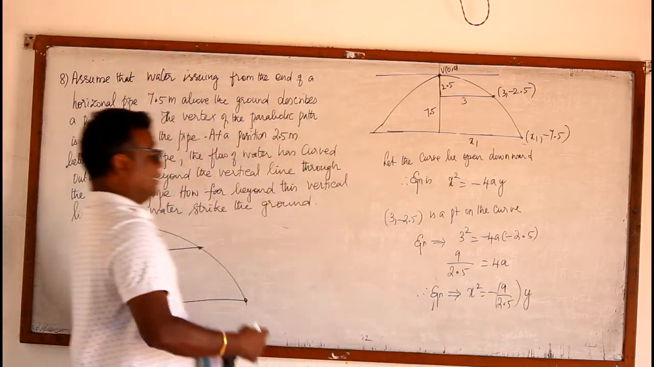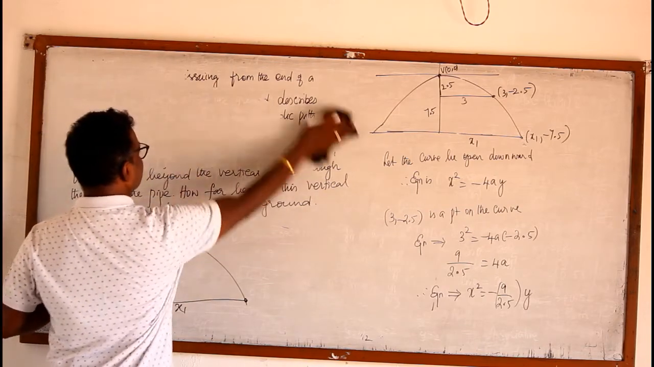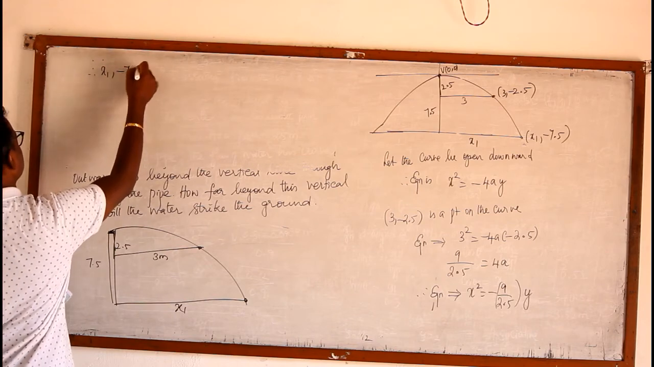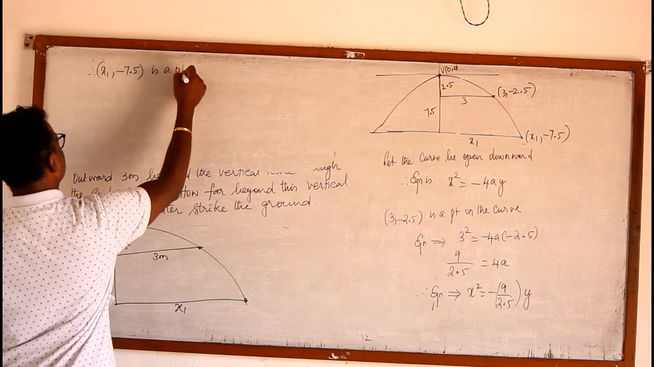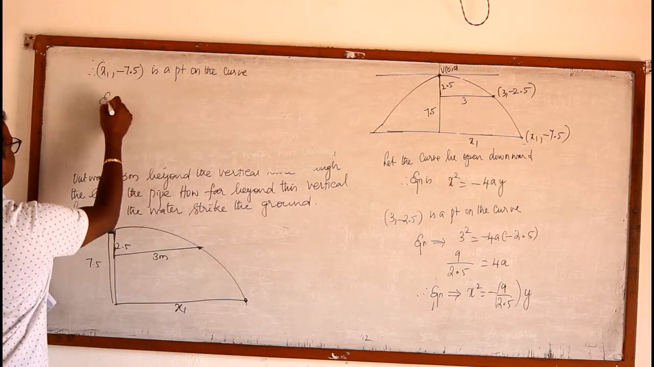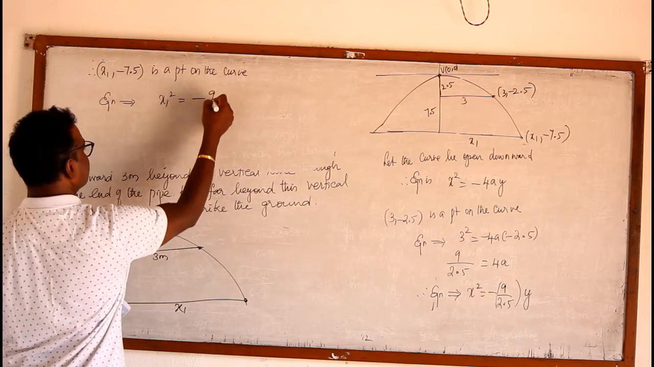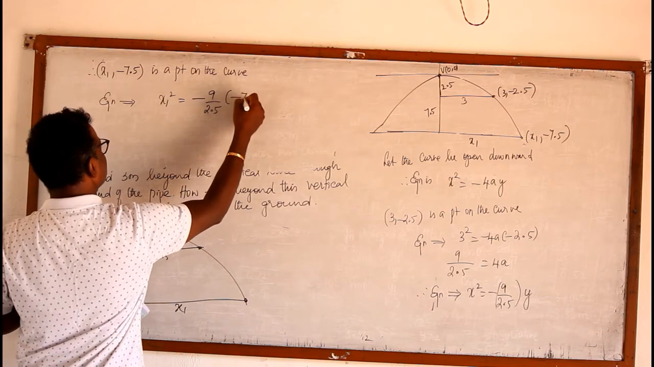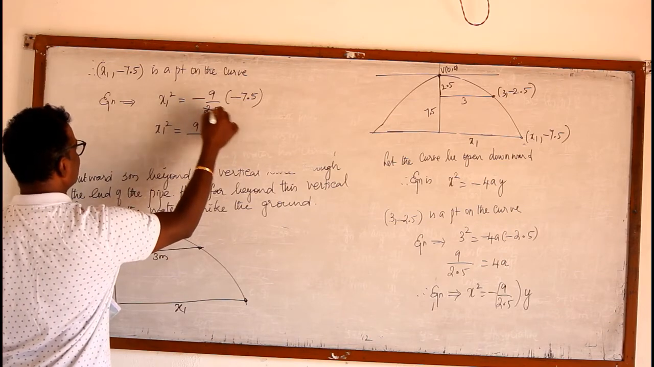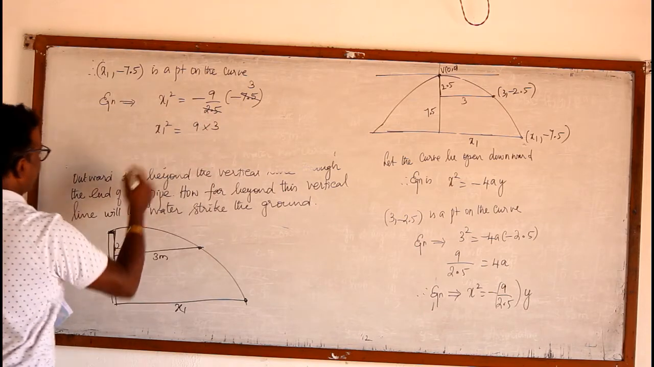So now the unknown point is (x1, -7.5). So if I take that x1, therefore (x1, -7.5) is a point on the curve. Then the equation becomes x1 square equal to minus 9 by 2.5 into minus 7.5. So x1 square is minus into minus plus, 2.5 and 7.5 cancels exactly 3 times. So 9 into 3. I need x1.